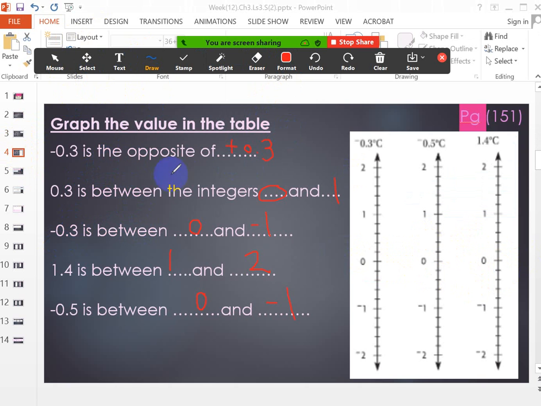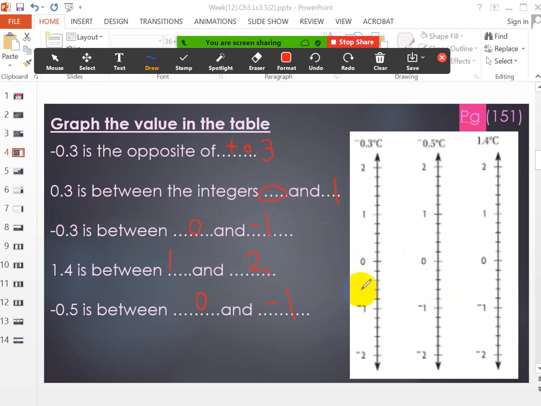Negative 0.3, now we will talk about negative 0.3. It is between 0 and negative 1. And you know why? Because this is a decimal number, less than a whole, that means less than 1, but on the negative side, and greater than 0, of course.